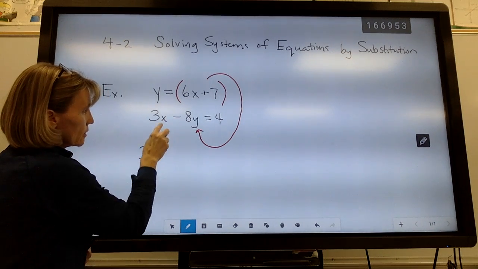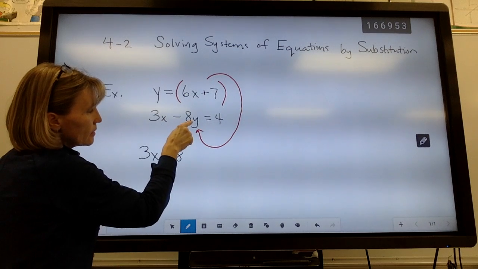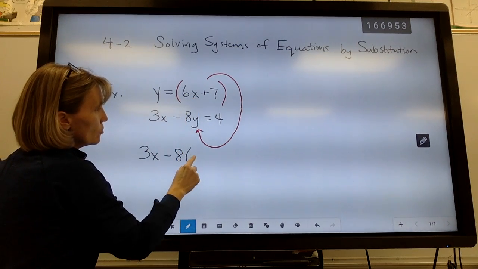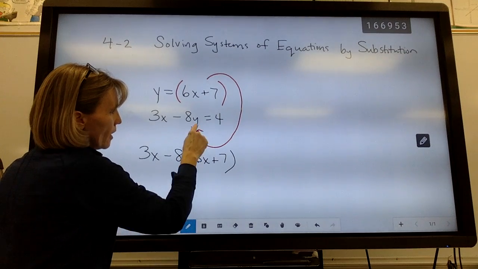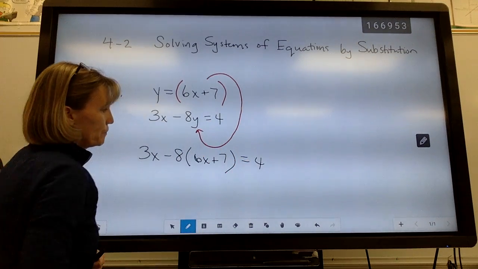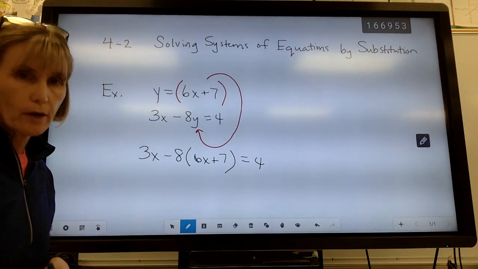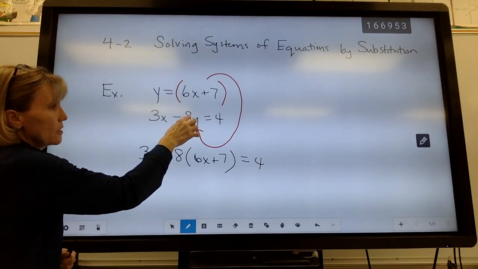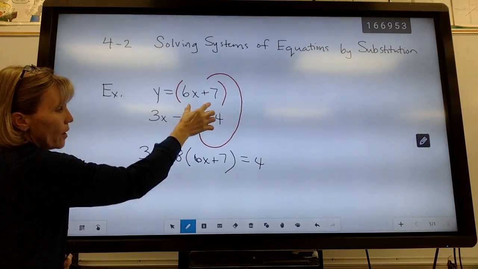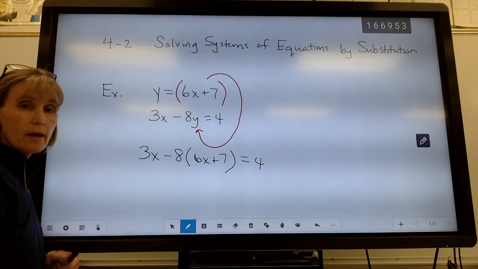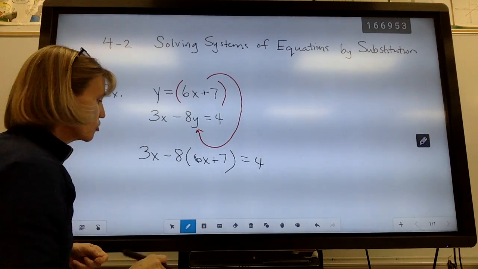So this is what I'll have: 3x minus 8, and instead of the y, I'm going to substitute 6x plus 7. And then it still equals 4. Okay, so all I've done is replace this y. Everything else has stayed the same, but I've replaced this y with what y is equal to. I've substituted. And now I can solve that algebraically.